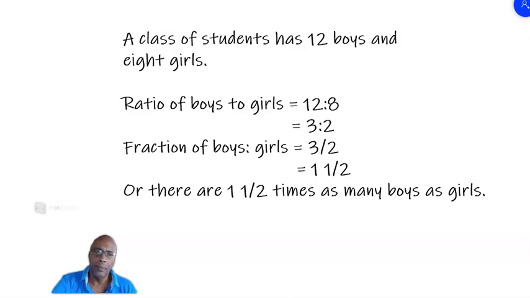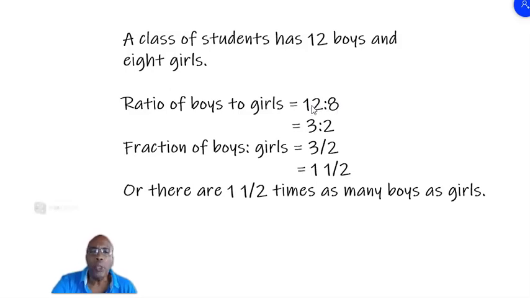So for example, if you have a class of students and the class has 12 boys and 8 girls, what is the ratio of boys to girls? You can write the ratio like this. The ratio is 12 to 8. So the two dots in the middle, you pronounce that as "to". So 12 to 8.